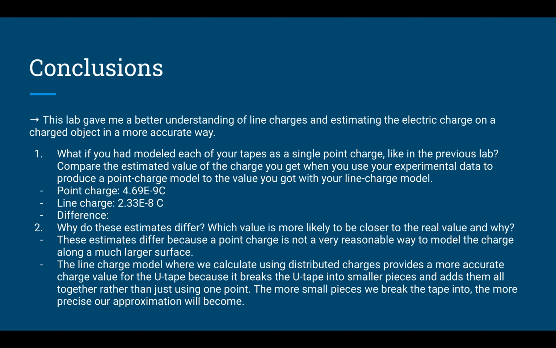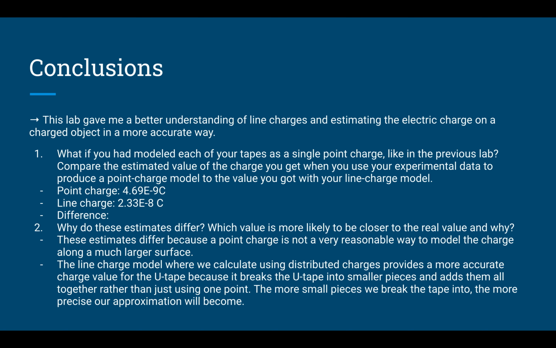To conclude, this lab helped me to better understand line charges and how to use them to estimate electric charges in a more accurate way than we had in Lab 1. When we used the point charge model, I calculated a Q value of 4.69 times 10 to the negative 9th coulombs, while the distributed charge model gave me a Q value of 2.33 times 10 to the negative 8 coulombs. As this shows a pretty reasonable difference in calculations, our results would not be as precise if we had not modeled the tapes as line charges in this lab.